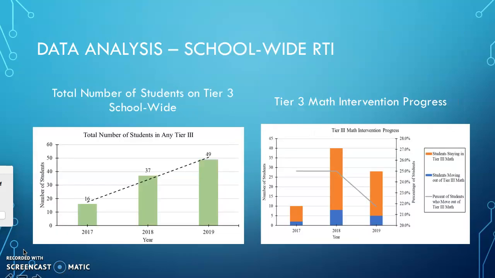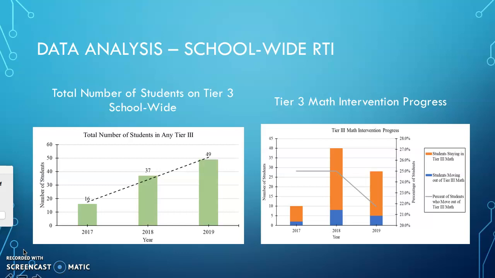In addition to the survey, the school-wide RTI data was analyzed over the last 3 years. The first graph on the left shows the total number of students on Tier 3 school-wide. As you can see, there is an upward trend line which indicates that the number of students has increased over the years, going from 16 in 2017 to 49 in 2019.